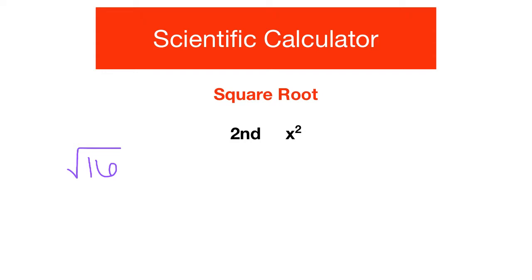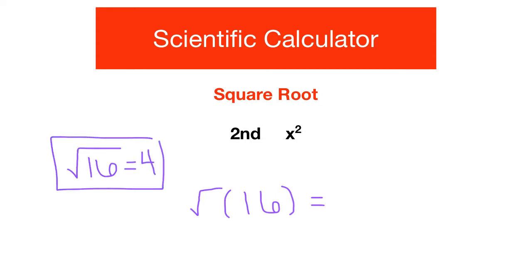To put the square root of 16 into your calculator, press the second and then the X2 button, and on your screen you will get what looks like this picture. And then you will press 1 and then your 6, and now it is very important to close your parentheses since you opened a set, and then press equal. When you press equal, it'll tell you that the square root of 16 is equal to 4.